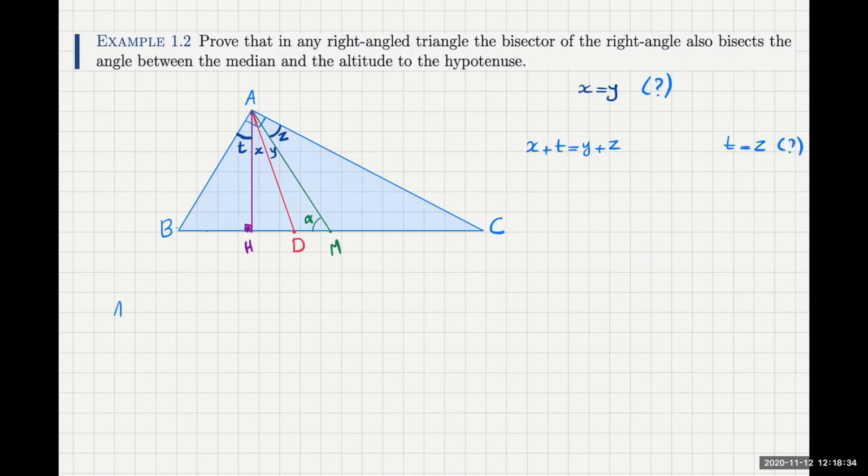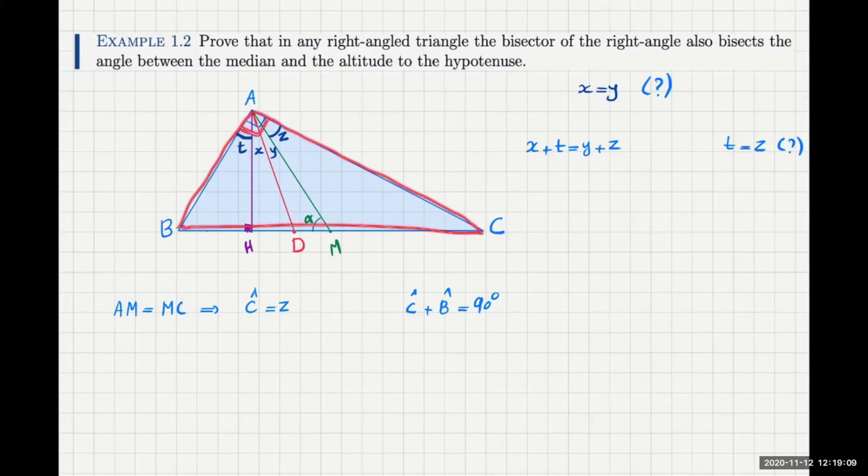I would say that AM is equal to MC because of what we showed so far. AM is the median to the hypotenuse. So then it means that angle C is equal to Z. Yes? But we know that angle C plus angle B is 90 degrees, yes? In the original triangle, which is a right angle triangle. So the sum of these two angles has to be 90 degrees.